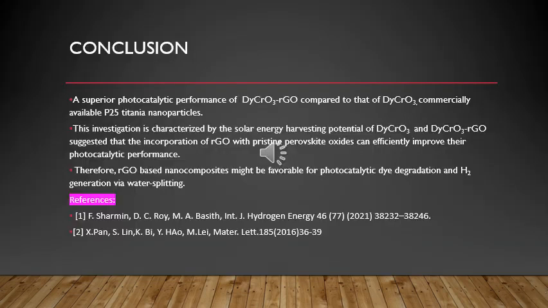In conclusion, I must say that reduced graphene oxide dysprosium chromide showed a superior photocatalytic performance compared to that of dysprosium chromide and commercially available P25 titania nanoparticles. This investigation, characterized by the solar energy harvesting potential of dysprosium chromide and reduced graphene oxide dysprosium chromide, suggested that the incorporation of reduced graphene oxide with pristine perovskite oxides can efficiently improve their photocatalytic performance. Therefore, reduced graphene oxide based nanocomposites might be favorable for photocatalytic dye degradation and hydrogen generation via water splitting. The references used in this presentation are given below.